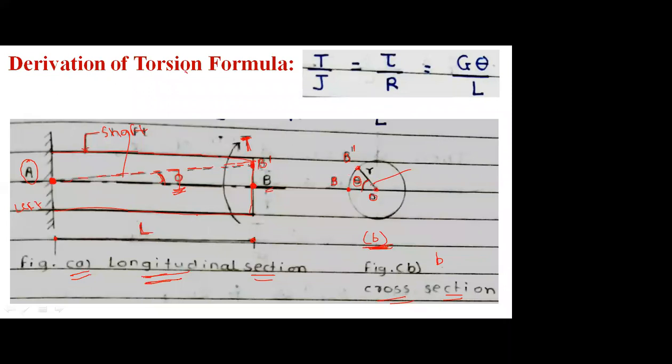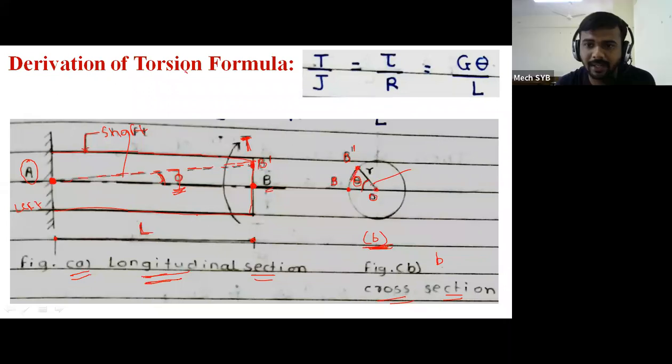Arc, because this is the circular section. Arc आहे. This is not a distance. It is not a vertical distance. BB dash high vertical distance आहे. That we have calculated from the figure A. But if you think about the second BB dash value in the figure number B, this is the arc.